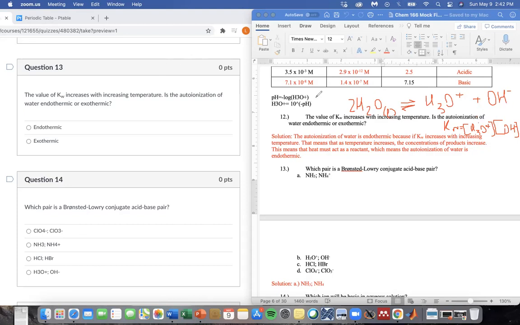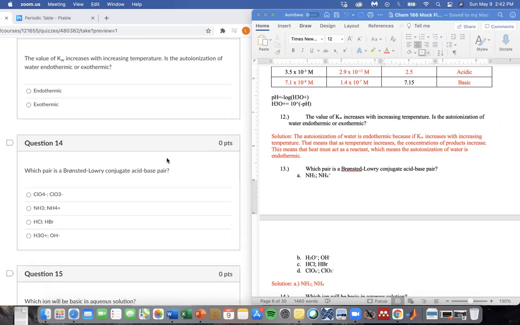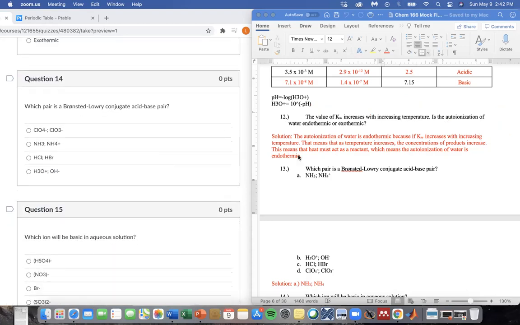then if you increase the heat, it's like increasing one of the reactants, and it's just going to push the reaction to the right. It's going to increase the concentration of H3O plus and OH minus, and this will give us a larger Kw. So Kw would increase with increasing temperature, and because of that, the autoionization of water is endothermic. Any questions on that one? It's kind of acid-base, but also kind of Le Chatelier's principle.